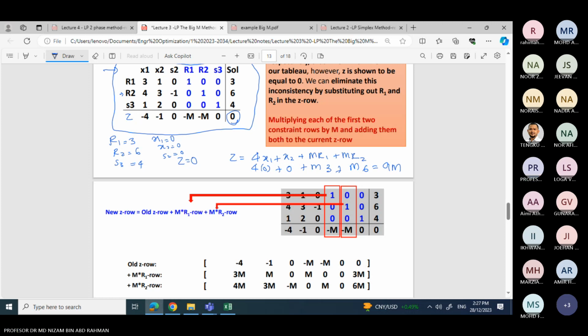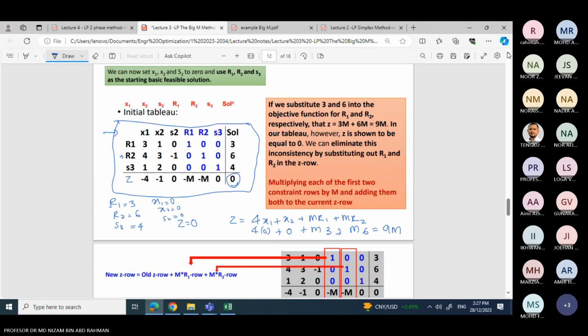So it does not tally. Because of that, there's an inconsistency in the tableau, and we need to address that inconsistency. So it says here, if we substitute 3 and 6, which are R1 and R2, into the objective function for R1 and R2 respectively, then basically we have Z equals 3M plus 6M, equal to 9M. This is what we got. In our tableau, however, Z is shown to be equal to 0.